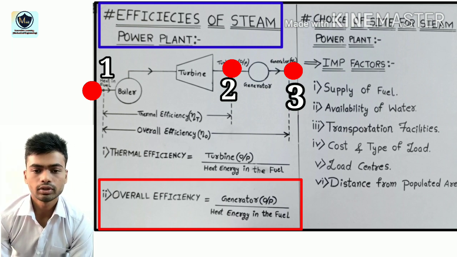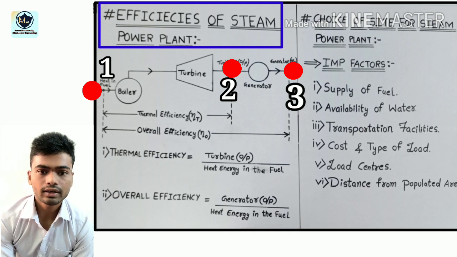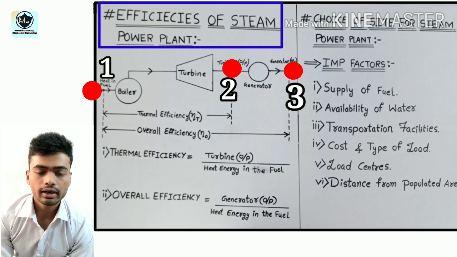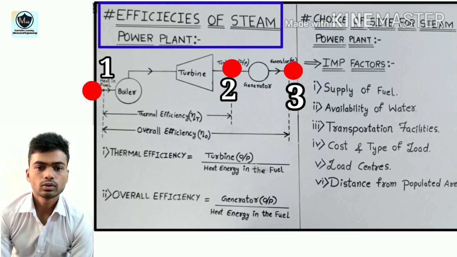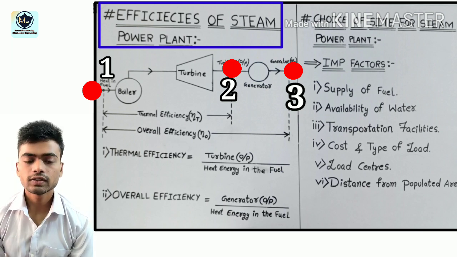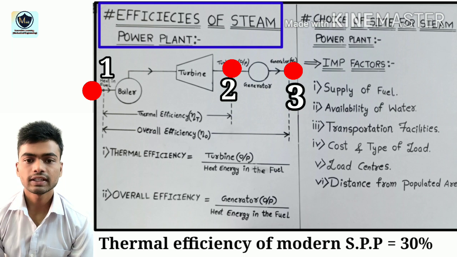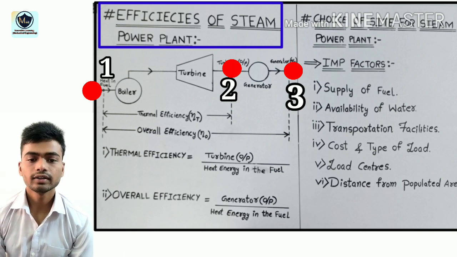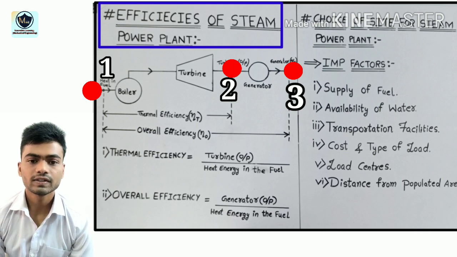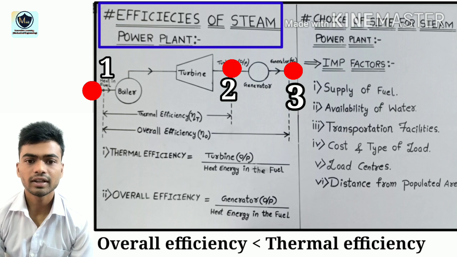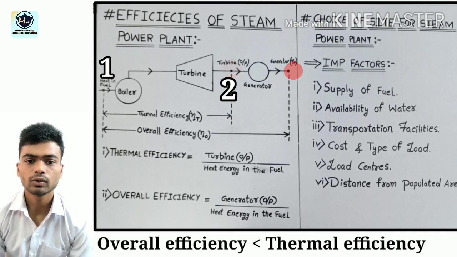Why are we considering the thermal efficiency between 1 to 2? Heat is generated in the boiler, and due to that the water is converted into steam. Steam tends to rotate the blades of the turbine, so that it is considered. The thermal efficiency of the modern steam power plant is 30%, and the overall efficiency of the modern steam power plant is 29%. The overall efficiency is always less than the thermal efficiency due to the transmission losses.